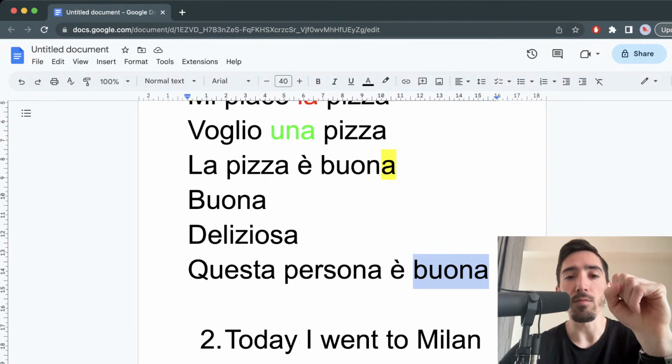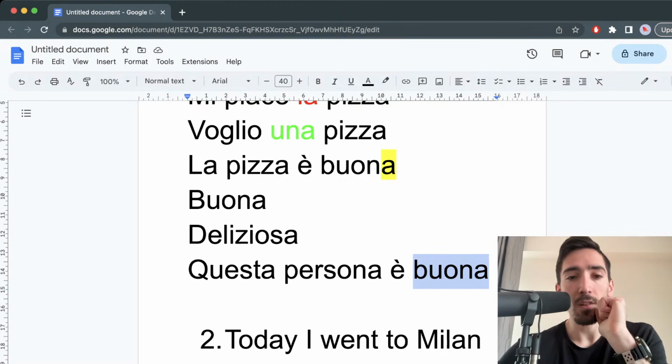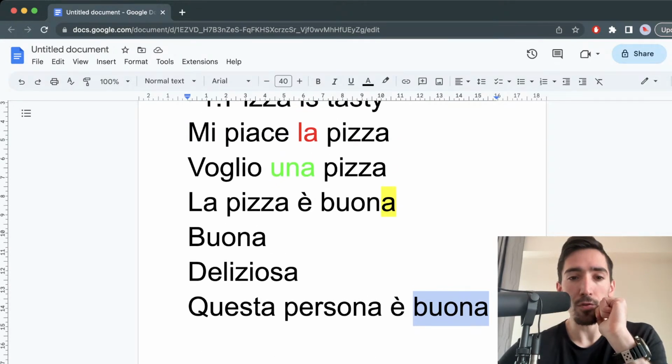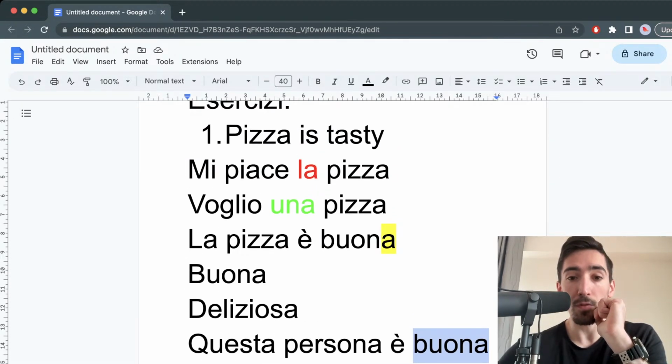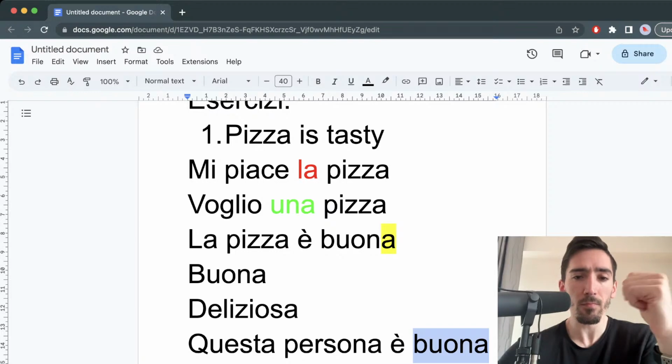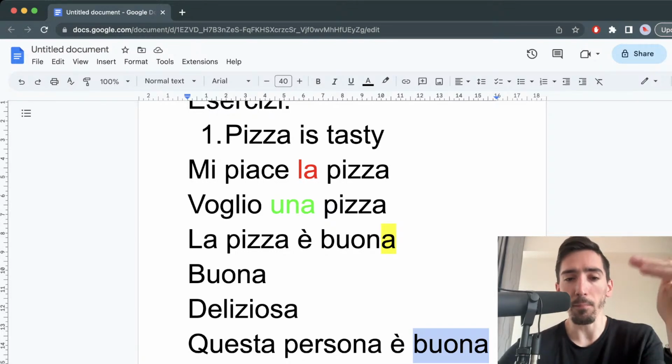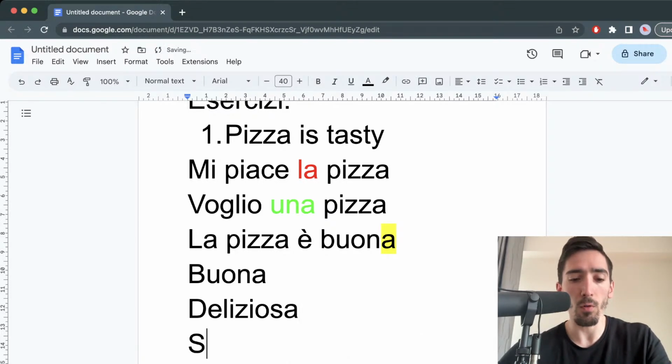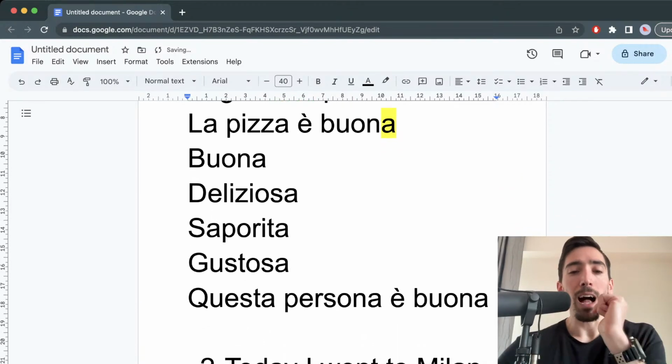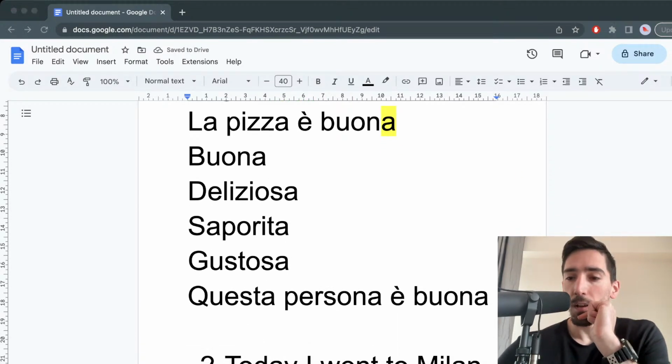Delizioso is more precise if we wish. But this is also good. La pizza è buona works very well. La pizza è deliziosa. La pizza è saporita. La pizza è gustosa. These are all adjectives that we can use without any issue.